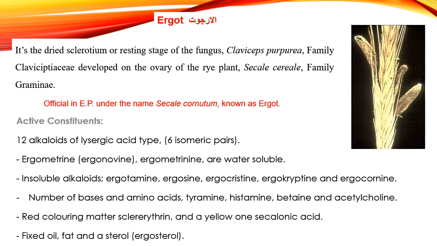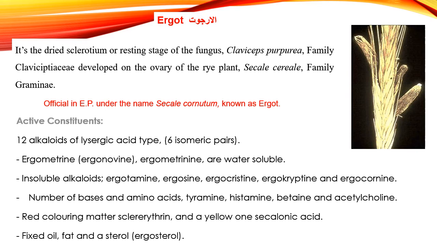We deal with the resting stage or the sclerotium of Claviceps purpurea, family Clavicipitaceae. The fungus grows on the rye plant Secale cereale, family Gramineae. The ergot is official in Egyptian pharmacopoeia under name Secale cornutum, known as ergot. The active constituent mainly alkaloid, different types or different pairs of isomeric alkaloids.